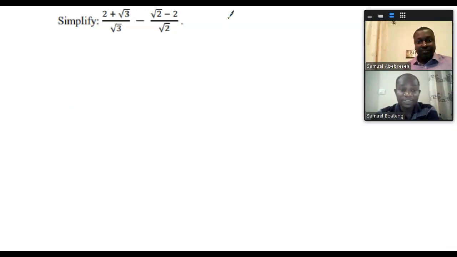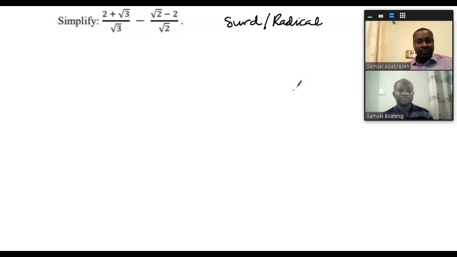Now, next on the screen, we have another question on set. Remember, we are solving questions on set, and most of them are past questions from WASSCE. Now, let's look at the question. Simplify 2 plus root 3 all on root 3 minus root 2 minus 2 on root 2.